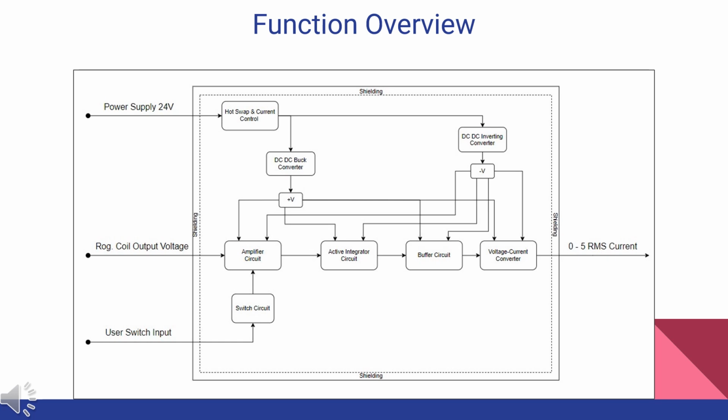Shown is the function overview of the Rogowski Coil Integrator. As you can see, there are 3 inputs and 1 output. The 3 inputs are a power supply of 24 volts, the Rogowski Coil output voltage as discussed earlier, and user switch input to affect and change the amplification of the Rogowski Coil voltage. And then we have a final output of 0 to 5 RMS current.